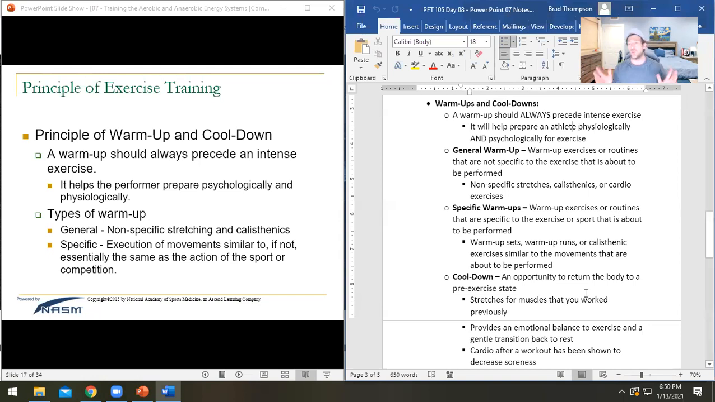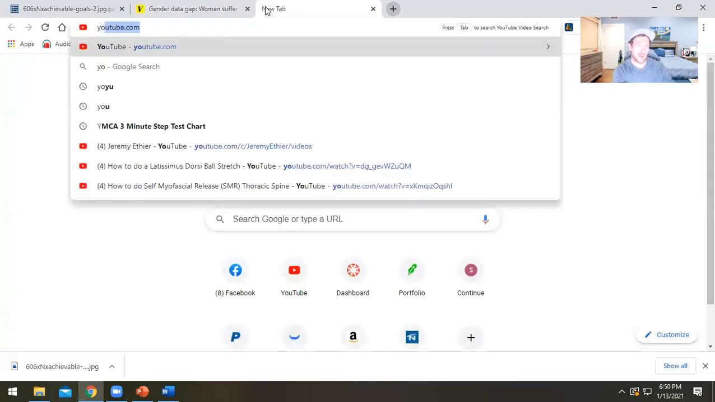This is something I'm going to spend more time talking about next month when we look at our exercise psychology class. But I think the king of warming up is Michael Phelps. He is my favorite person to watch warm up.